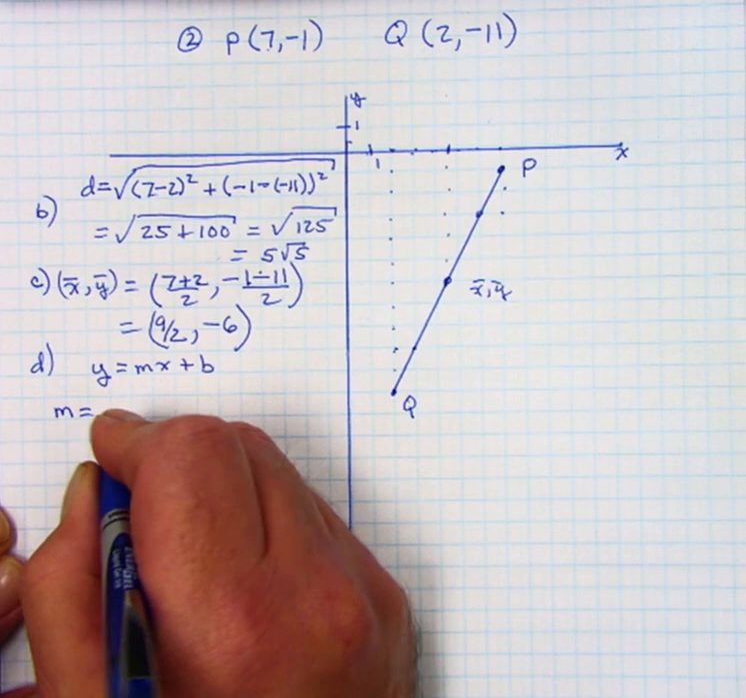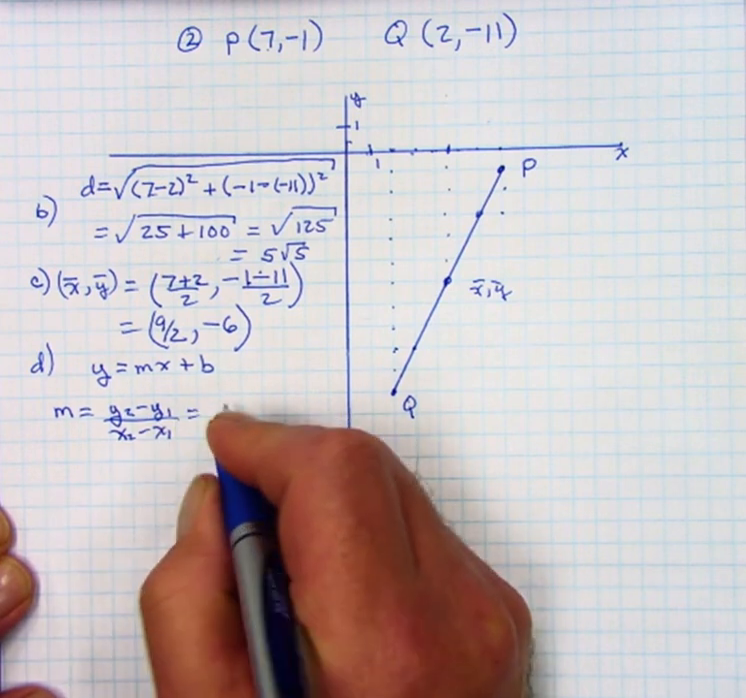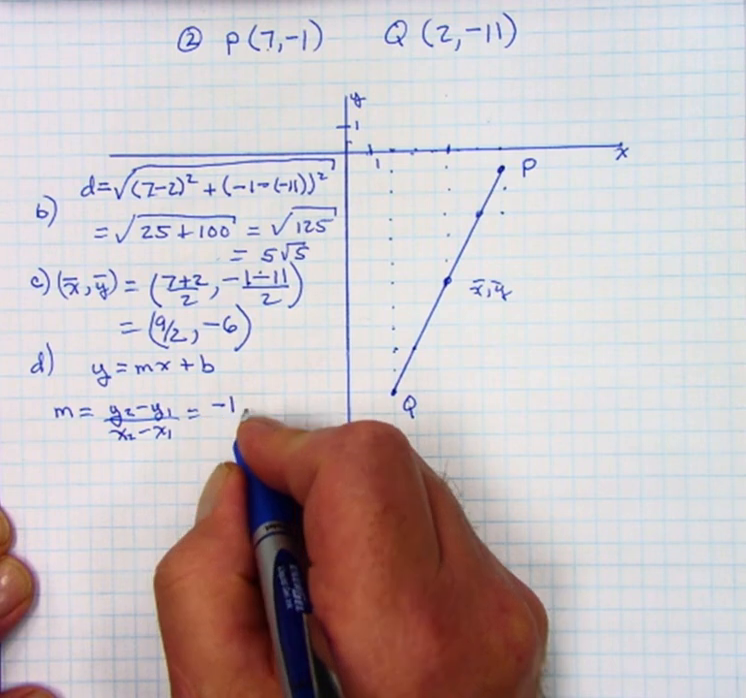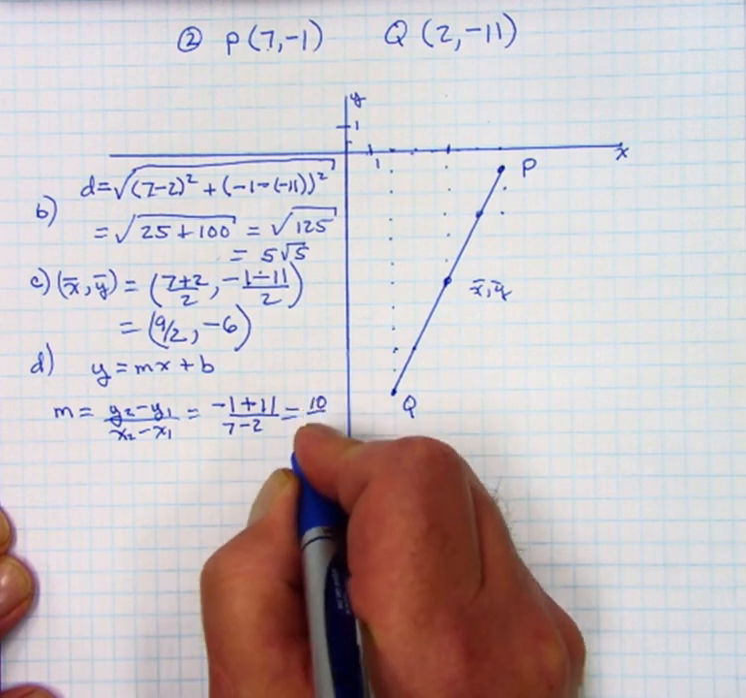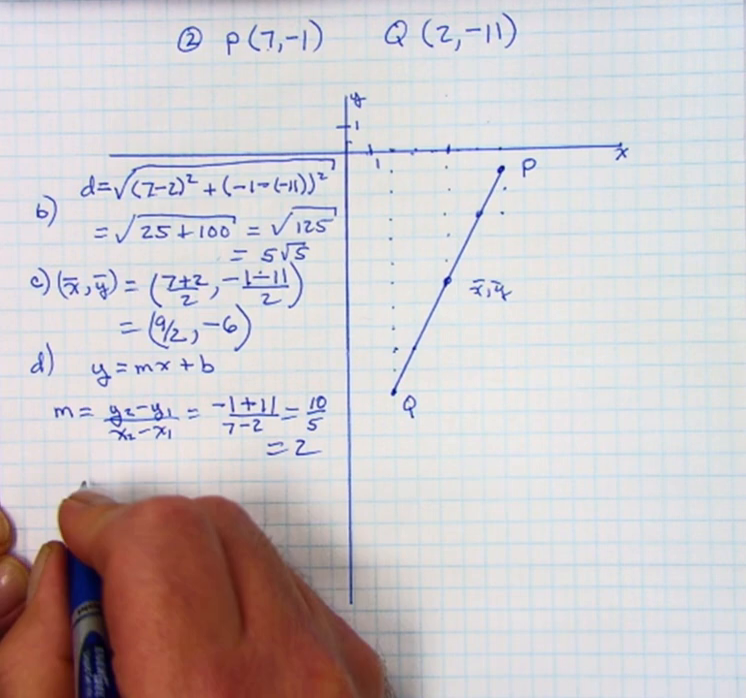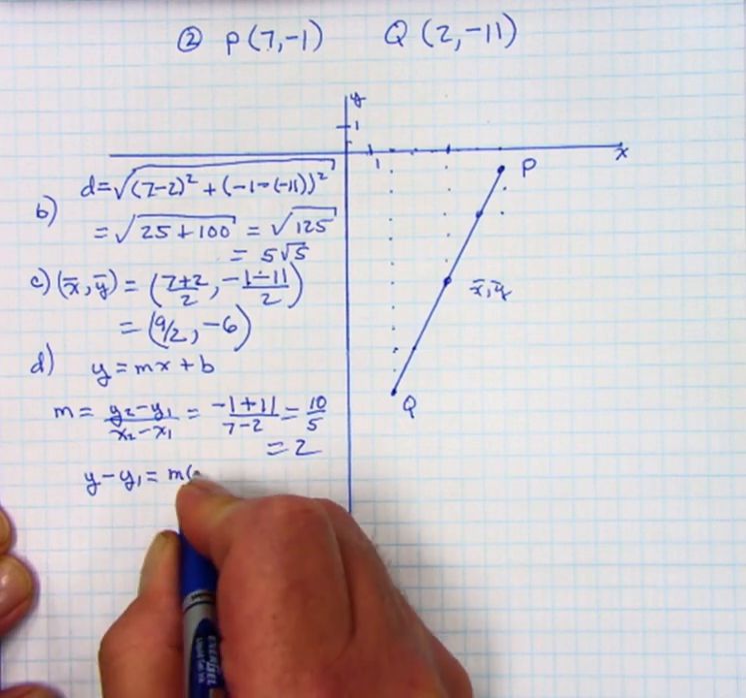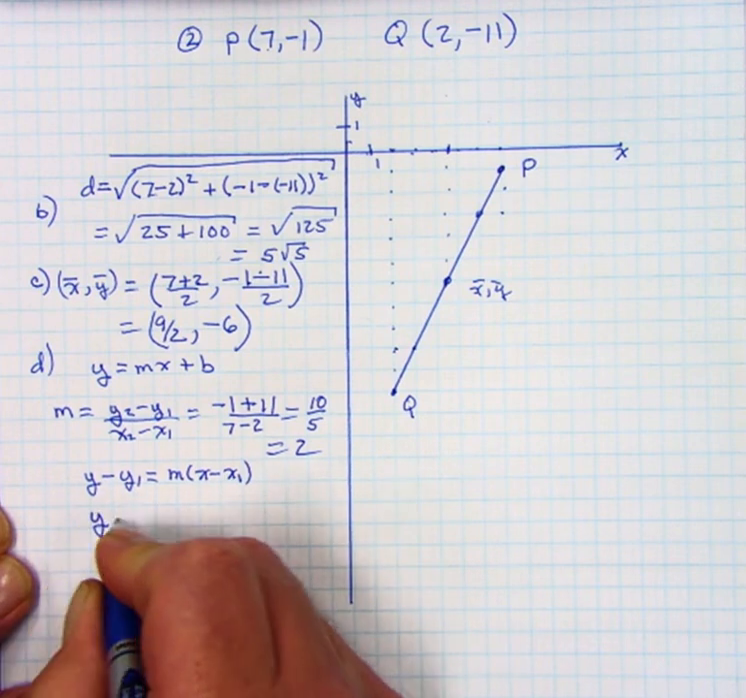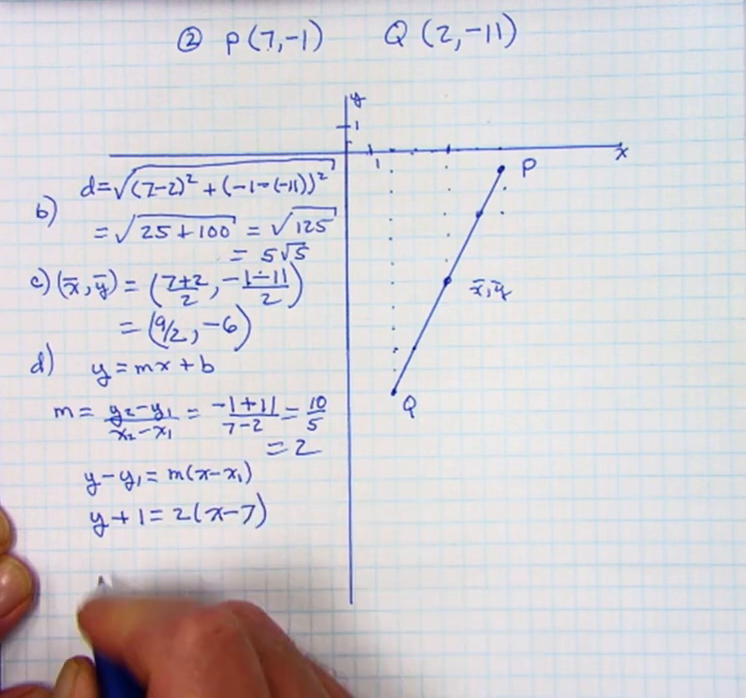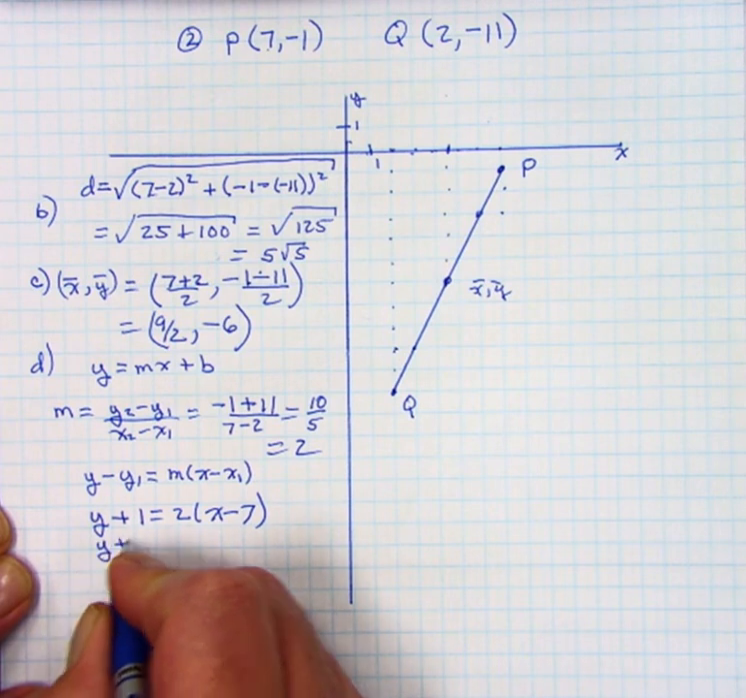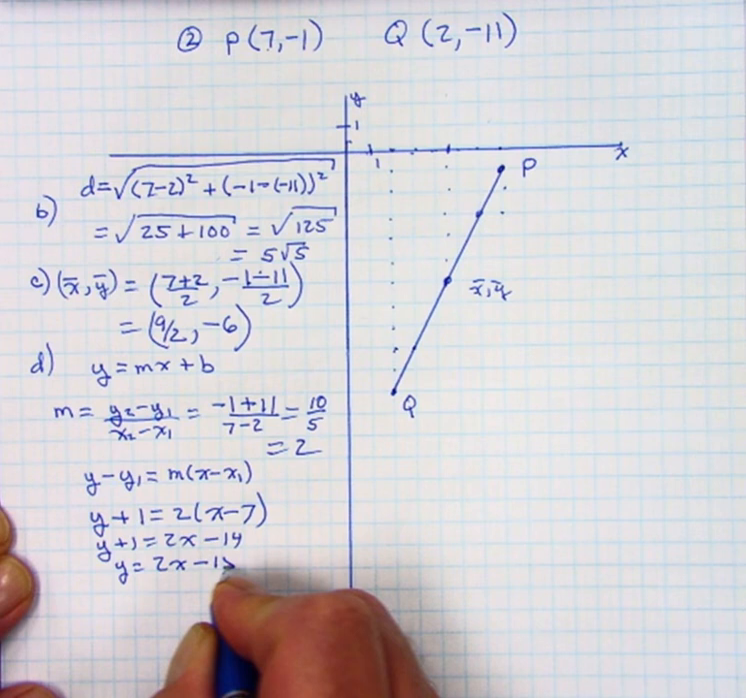Or you can use the slope formula, which is the change in y over the change in x. So we could say -1 minus a -11 over 7 minus 2. That gives me 10 over 5, which gives me 2. My slope is 2. Then write the equation of the line. I like to use point-slope form, so I say y minus y1 is equal to m times x minus x1. Put the numbers in. That gives me y minus a -1 equals 2 times quantity x minus 7. Doesn't matter which point you use. Solving this for y, we get y plus 1 equals 2x minus 14. So y is equal to 2x minus 15.